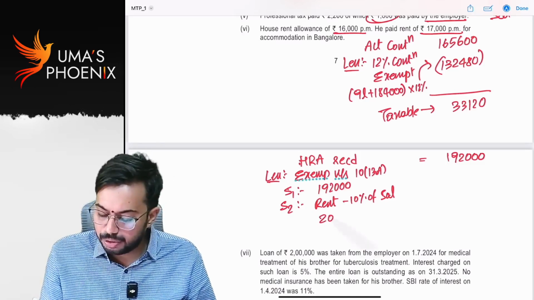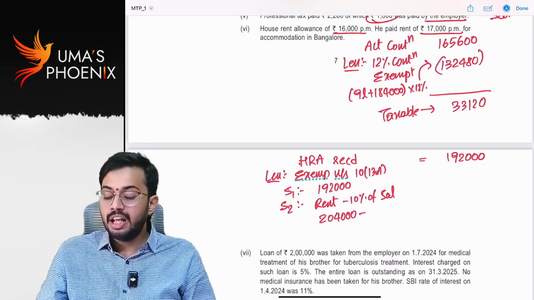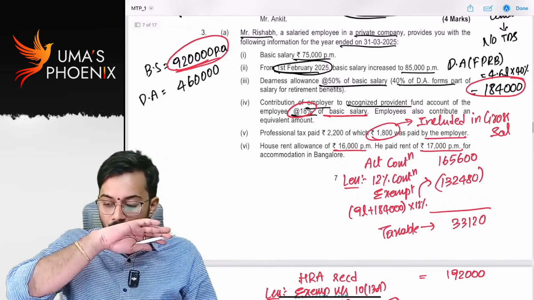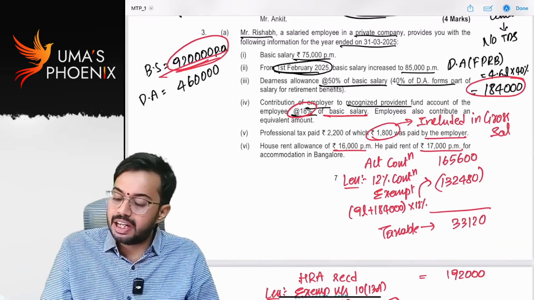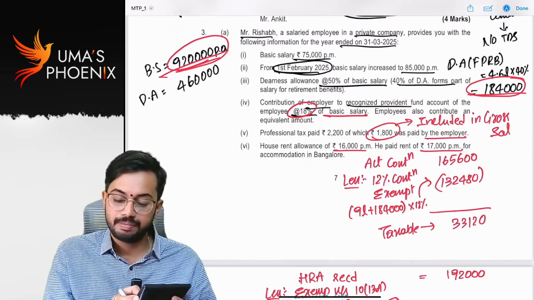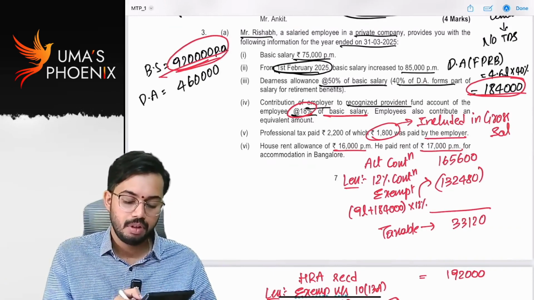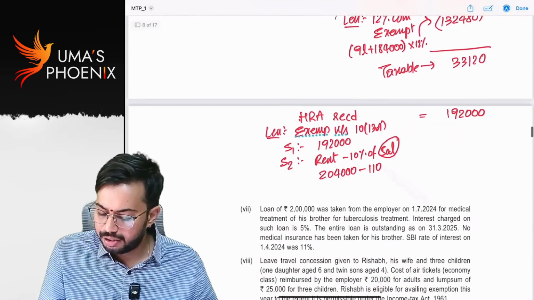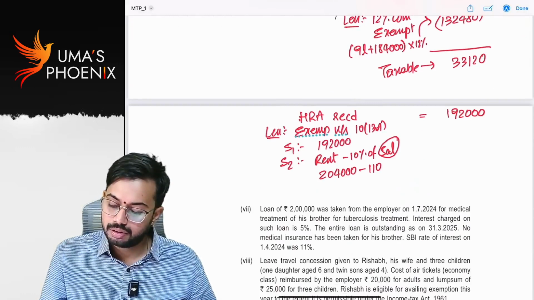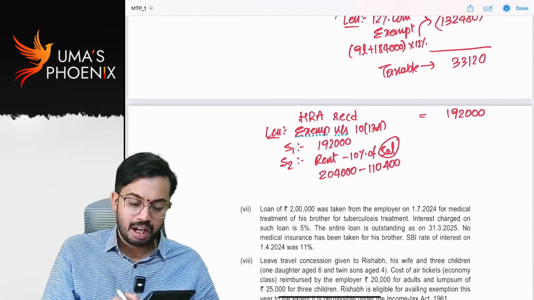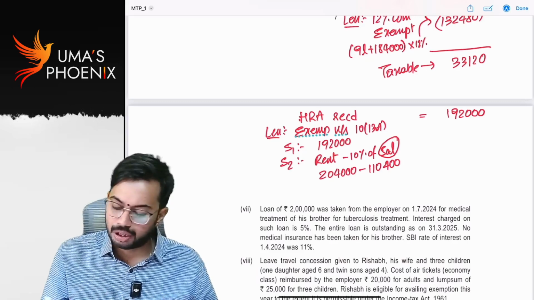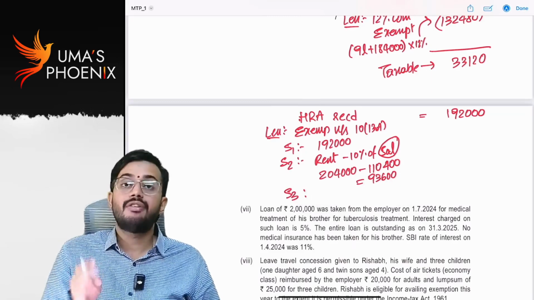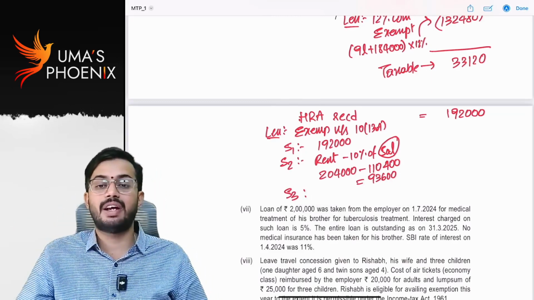Rent paid is 17,000, right? 17,000 into 12, 2,04,000. Again, salary definition is basic plus DA. Basic 9,20,000, DA 1,84,000. 11,04,000 into 10%, 1,10,400. So 2,04,000 minus 1,10,400 is equal to 93,600.